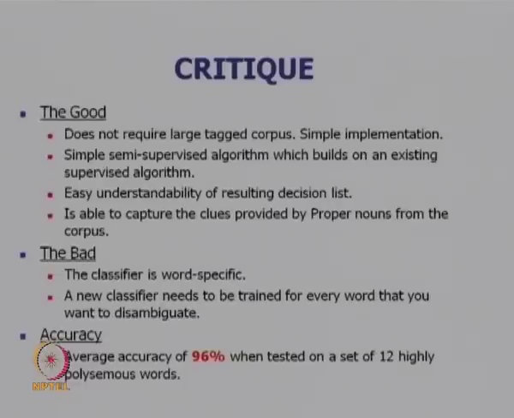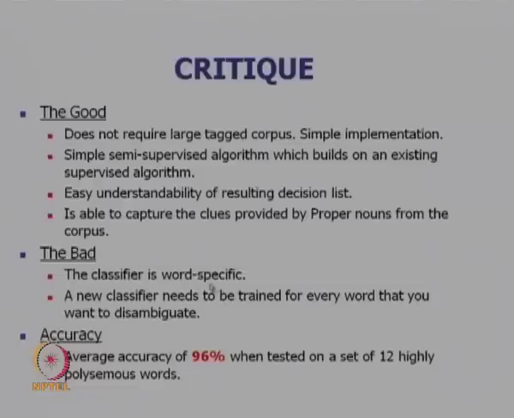Now, we have some critical comments about the supervised algorithms, which are naive Bayes and decision list. The good factors are the following: it does not require a large tagged corpus, and the implementation is simple. A simple semi-supervised algorithm which builds on an existing supervised algorithm can be constructed from here. We look at the list here: easy understandability of the resulting decision list. It is able to capture the clues provided by proper nouns from the corpus, which is a serious difficulty for other algorithms. The bad part is that the classifier is word specific.